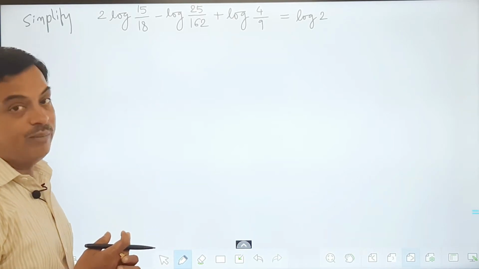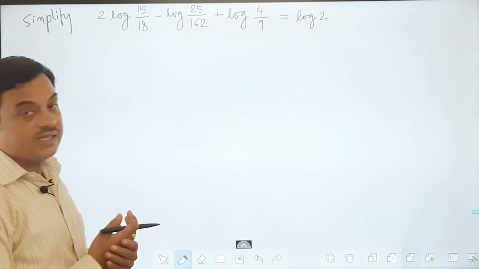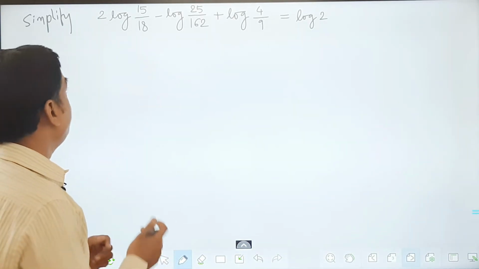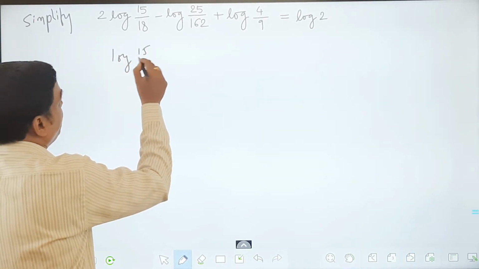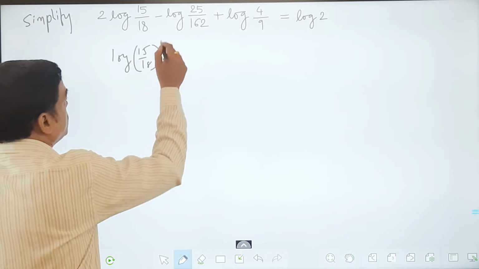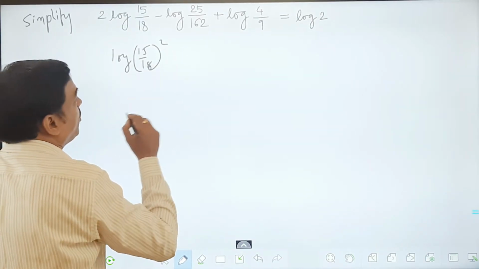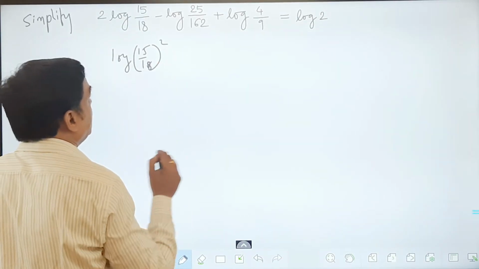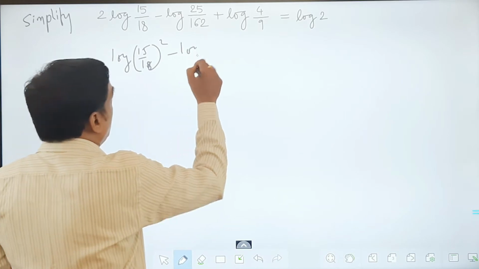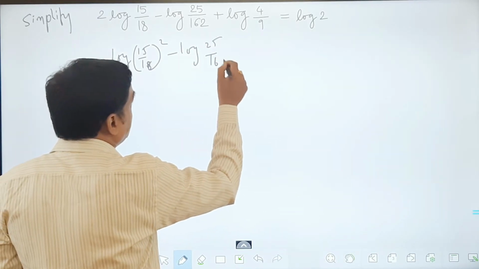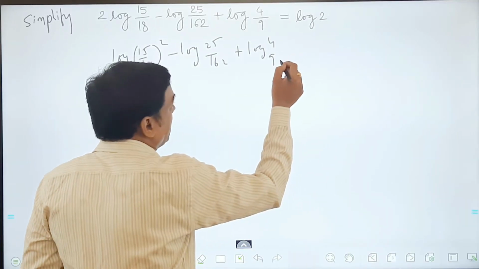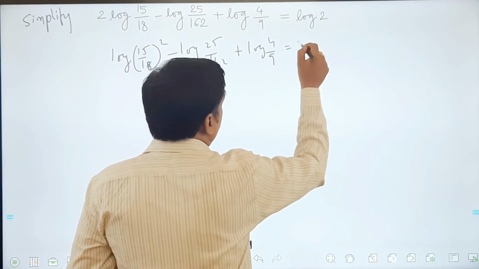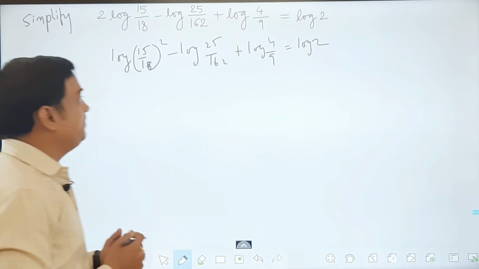Let's have one more example, friends. A similar kind. Here we have the question, and the first step I can do is write 15 upon 18 whole square, and then minus log 25 by 162 plus log 4 by 9, and this is equal to log 2, which is given to us.